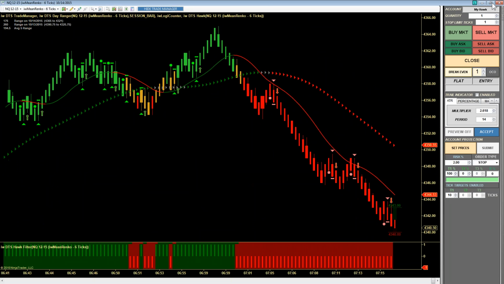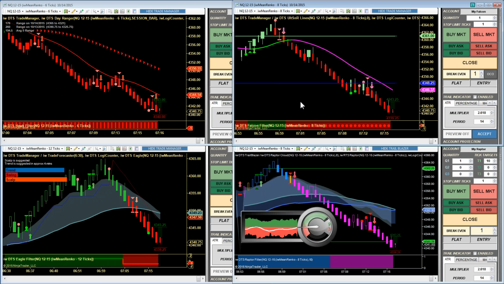So a nice little move lower there on the Hawk, just waiting for our next signal to generate, and then we'll get all over that.